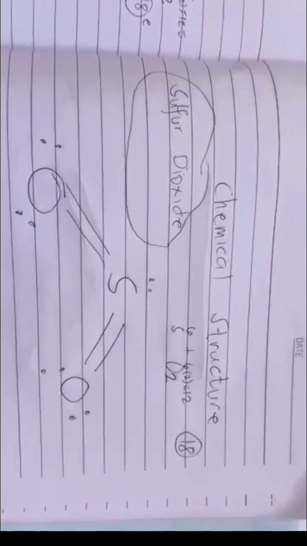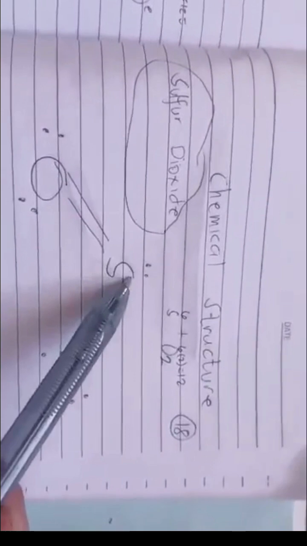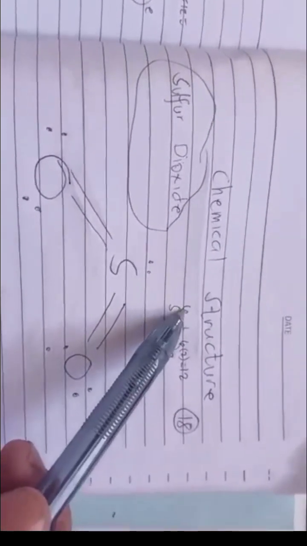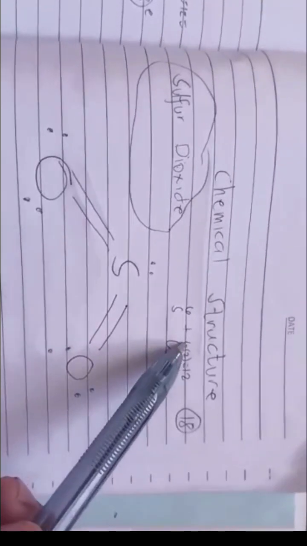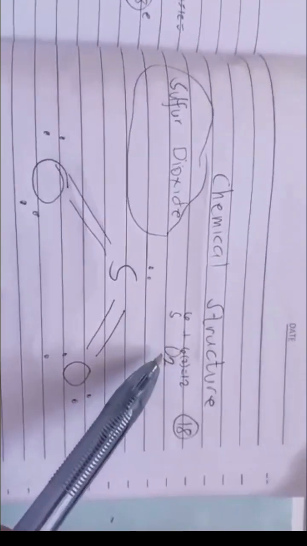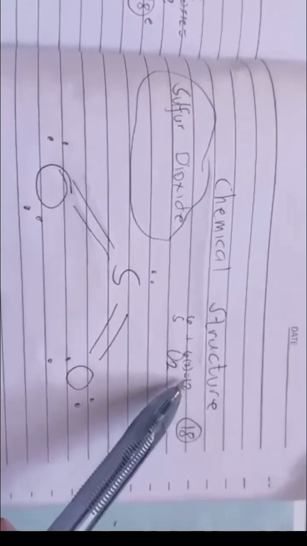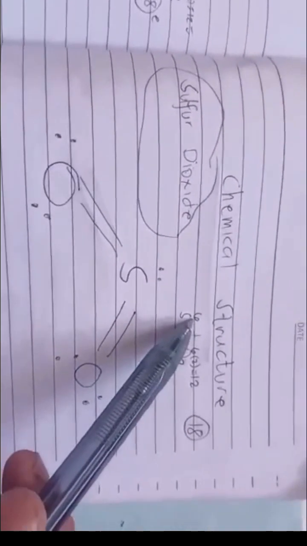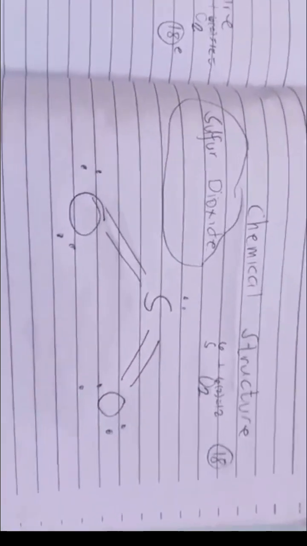First, we have to tackle the chemical structure of sulfur dioxide. In sulfur, we have 6 valence electrons. In oxygen, we also have 6 valence electrons. And since we have 2 oxygen atoms here, that should be 12. So overall, you add 6 plus 12, and you have 18 valence electrons. So that's it.